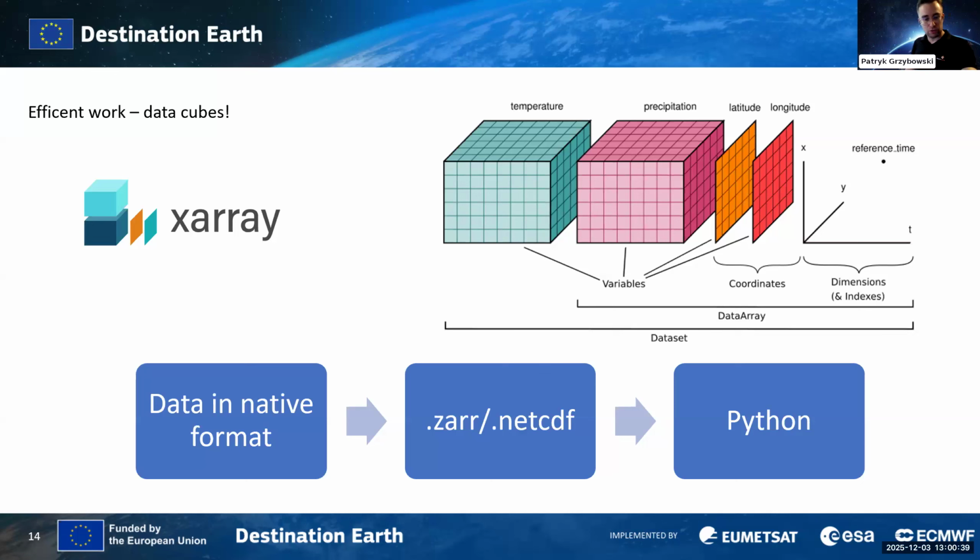Let's imagine you want to analyze tens of variables, let's say 20 variables, provided by Climate DT. This data is provided with 1 hour time resolution for many years ahead. So it's going to be terabytes of data.